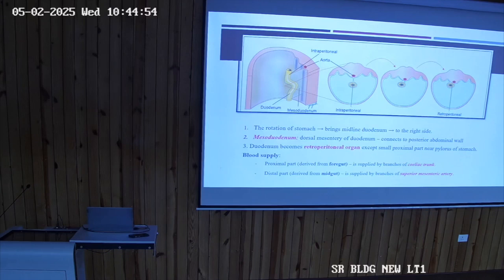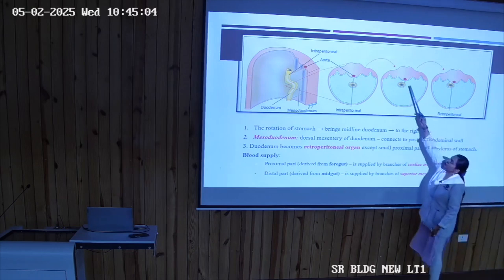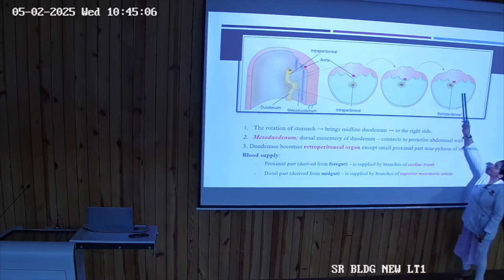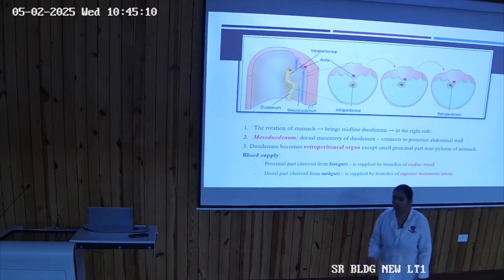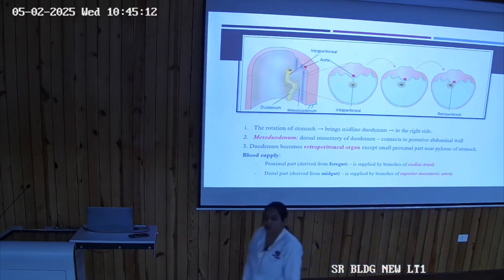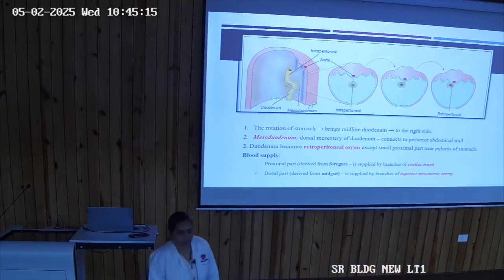In this transverse section, it is shown that it is intraperitoneal, and then where is this peritoneum attached posteriorly? This is its mesoduodenum, which vanishes, and the duodenum is attached onto the posterior abdominal wall without any peritoneum. So it becomes retroperitoneal.